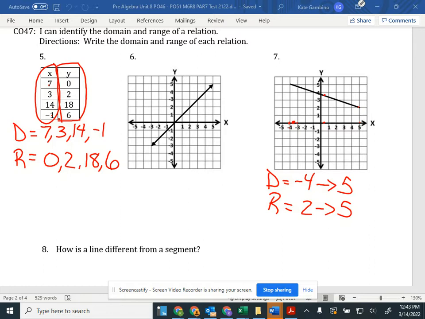This one, because it's a line and we have those arrows, we know that the domain is all the real numbers and the range is all the real numbers. How is a line different from a segment? A line includes all the real numbers. A segment is only certain numbers. I accepted a variety of answers in that, but you had to give me something along those lines, explaining the difference between the line and the segment. Any questions on those domains and ranges? People understanding why they got wrong what they got wrong? Okay.